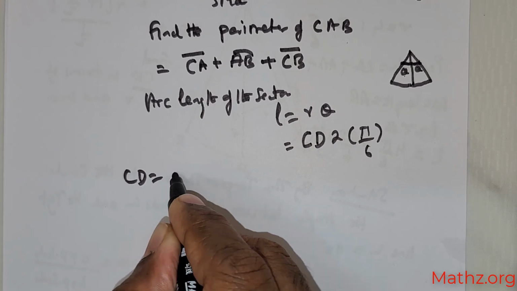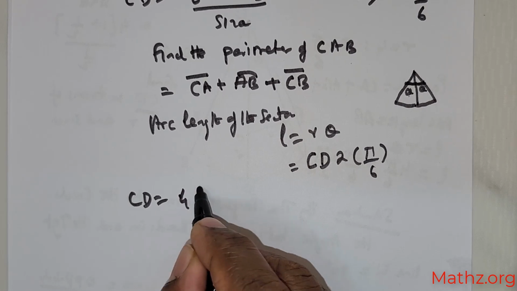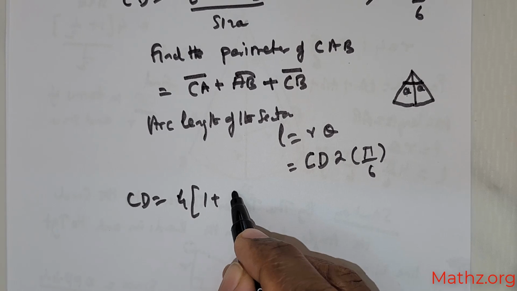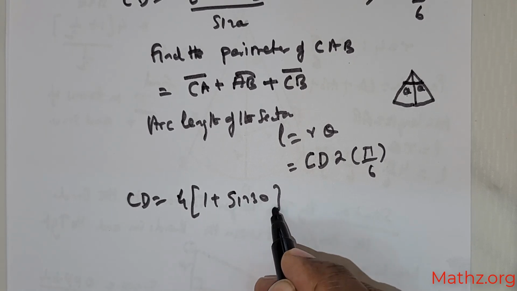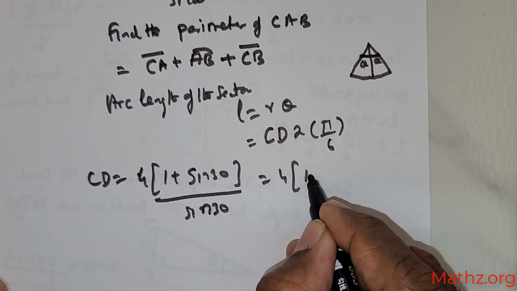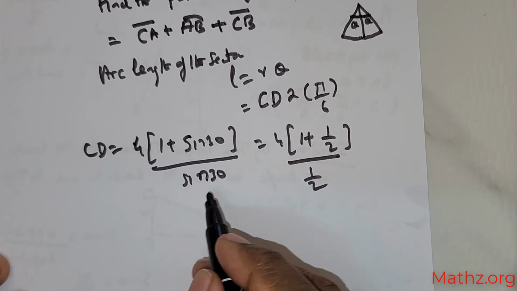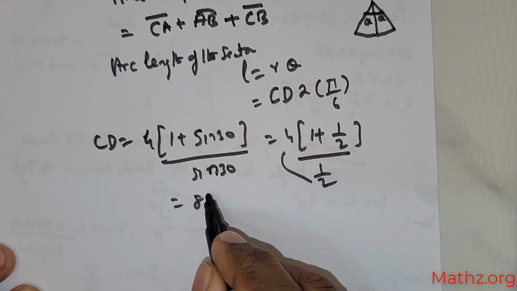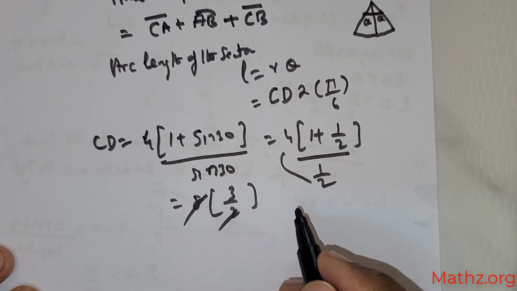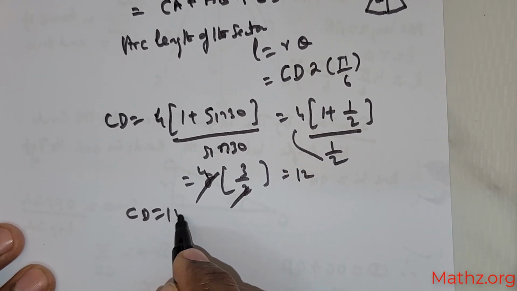Now to get CD, we will have to utilize this formula. So R is given to be as 4 units. Now theta is pi over 6, so that means we have to put in sine theta, that's sine 30, divided by sine 30, which is 4 times of 1 plus sine 30. Sine 30 is 1 over 2. When you flip this, it becomes 8. When you simplify this, it will become 3 over 2. 2 divides 8. 4 times 3 is 12. So CD is 12 units.